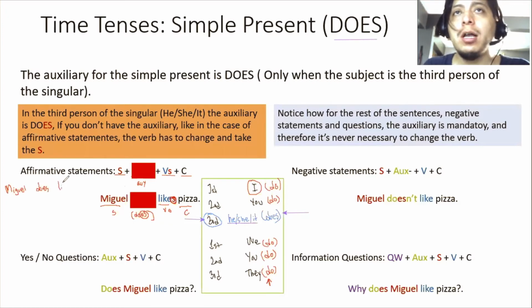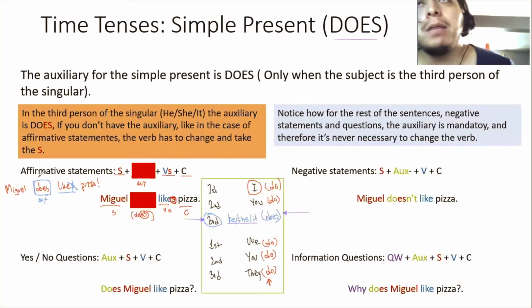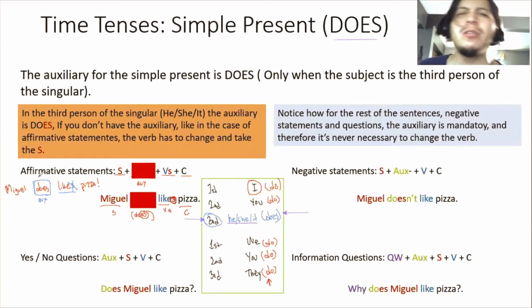Okay, can you say Miguel does like pizza? Well, two important things right here. Number one, if you use does, you don't need the s. The only reason that you have an s here is because the auxiliary wasn't here. If you don't have the auxiliary, the verb has to take the s. If you have the auxiliary, the verb doesn't need to change. But remember, you never use the auxiliary, only when you're emphasizing that this is affirmative. If you say something like, she likes to go to the cinema.